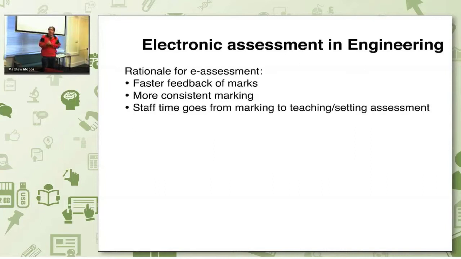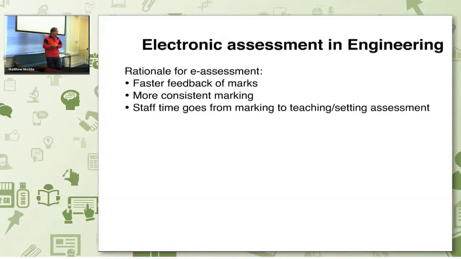The rationale for electronic assessment was really threefold. The first one was really that we wanted to be able to give exam marks back to students more quickly. And every academic on campus knows that one of the worst things that you can have is a very large pile of exam scripts to mark, which may take you a week, maybe even 2 weeks to mark, and all the time you're conscious that the students are really wanting to have the marks back.